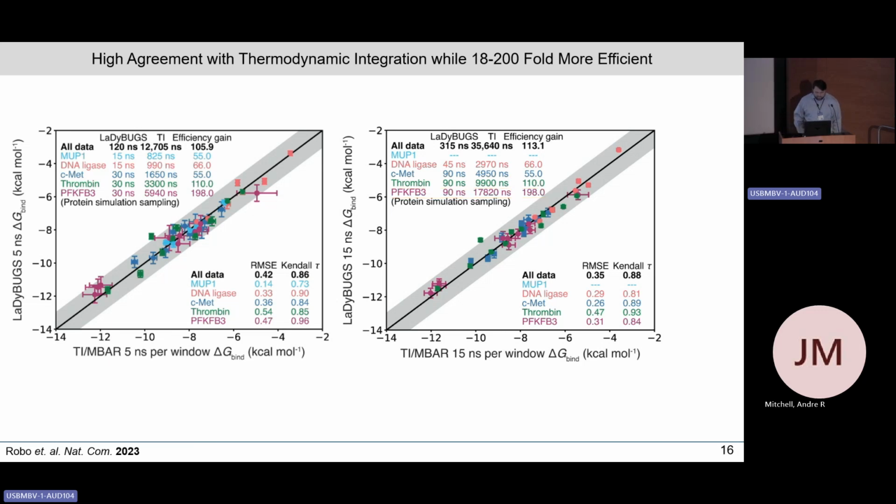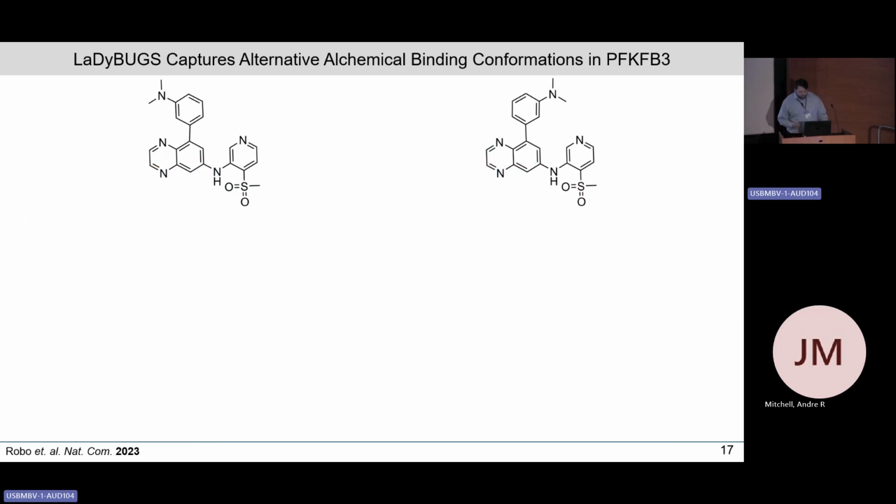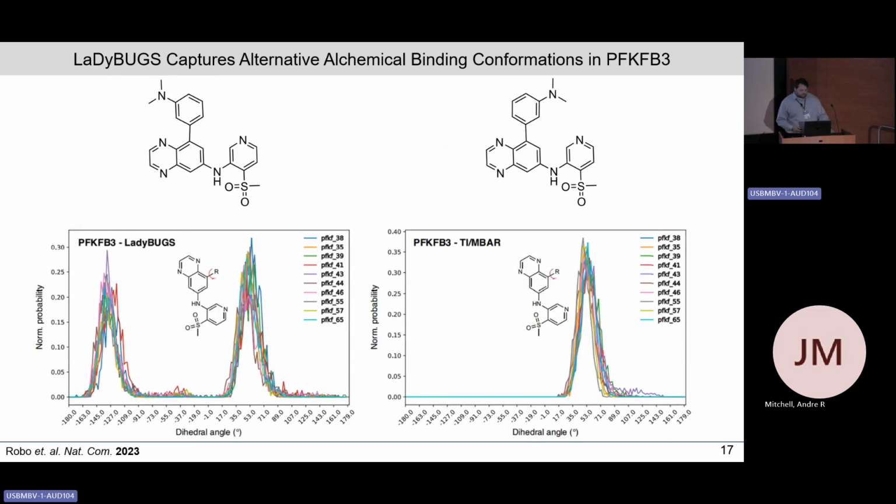And just to show you what it looks like in our PFKFB3 simulation, we had to flip this ring in our TI simulations in order to capture that change in the binding pocket and get it to agree with our experimental benchmarks as well as our LaDyBUGS predictions. And this is what the dihedral angle looks like throughout a single simulation. You can see we've got multiple conformations of that alchemical group during our LaDyBUGS simulation, and in our TI simulation, we're only going to be able to capture one. So we had to run a separate simulation to capture that as well.